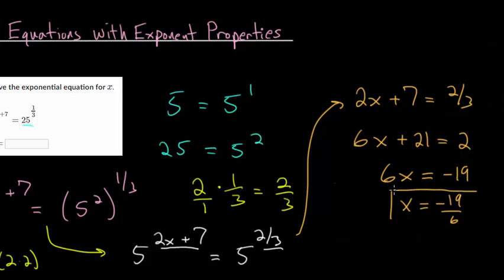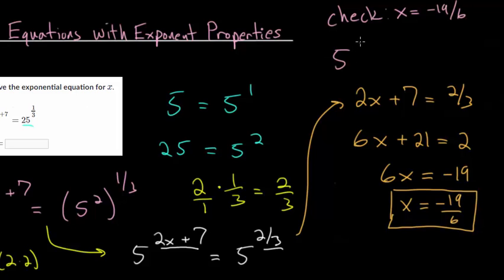So this should be our final answer, but we want to know for certain. And this is an equation. So with equations, you can always check your work by plugging what you think is the answer back in anywhere you see the variable x. So let's do that. Let's check our work up here. We're going to plug in x is minus 19 over 6 into the equation. So you get 5 to the 2 times minus 19 over 6 plus 7, and we're hoping this is equal to 25 to the 1/3 power.